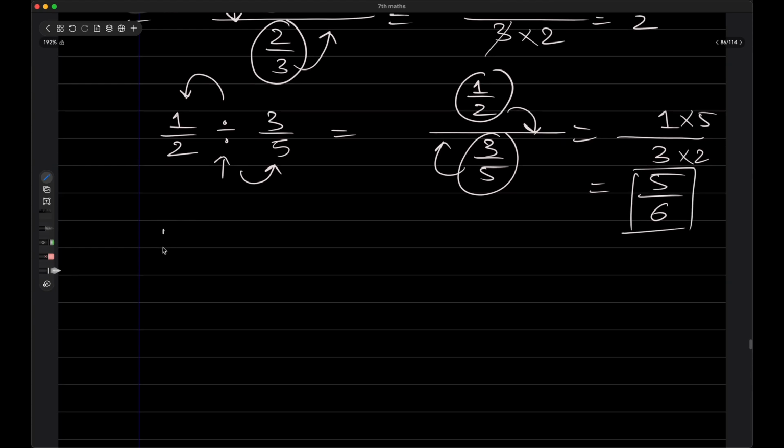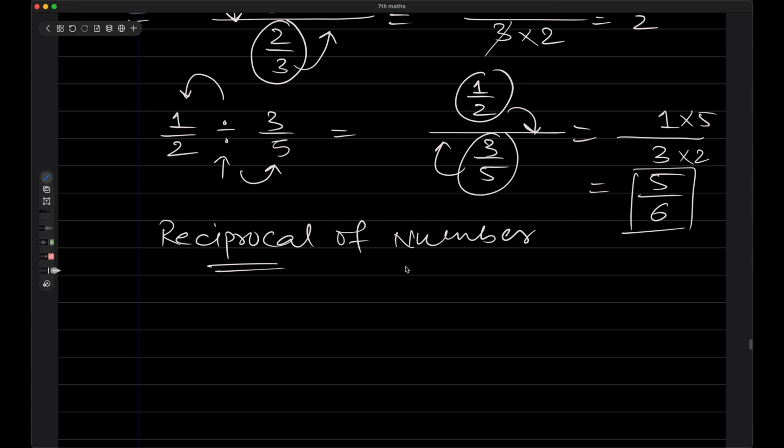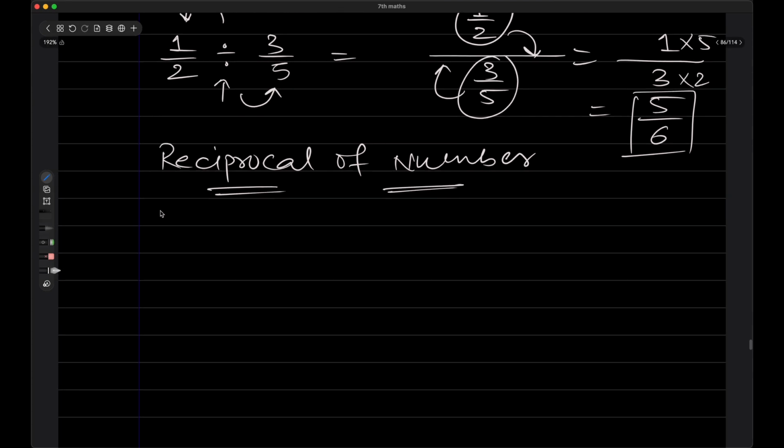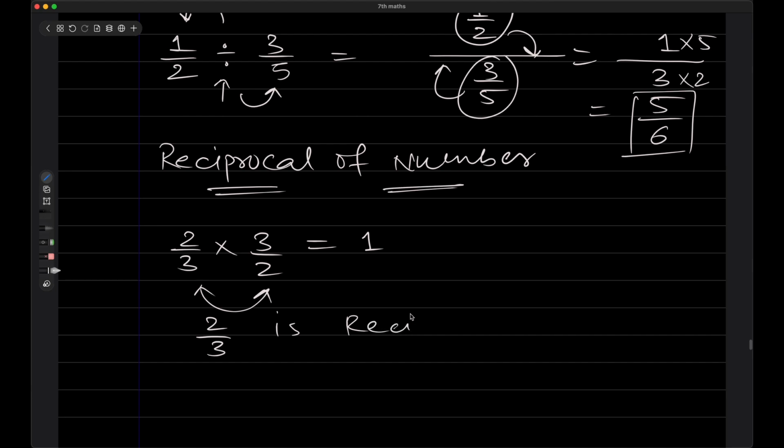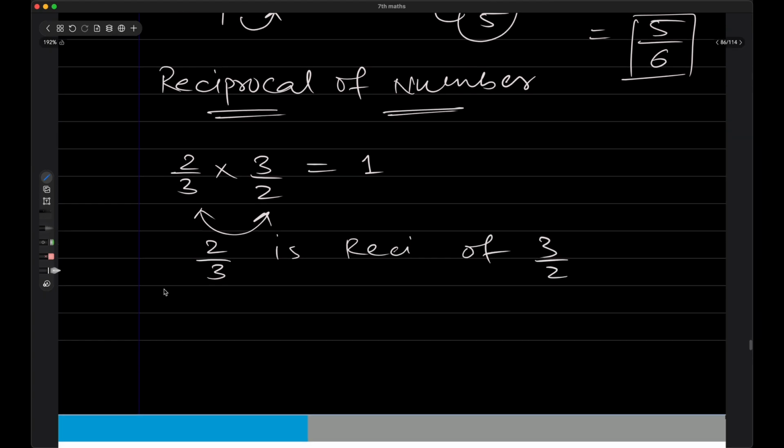Then we have seen the reciprocal of a number, that is, when we multiply any two numbers, let's say 2 by 3 into 3 by 2, and we get the multiplication as 1, then the two numbers are reciprocal of each other. We say that 2 by 3 is the reciprocal of 3 by 2 and vice versa.